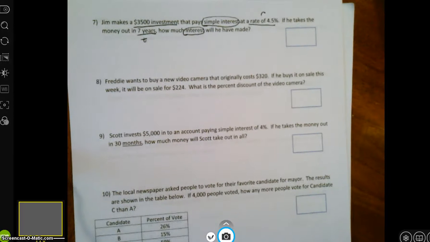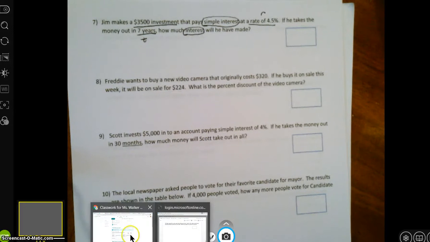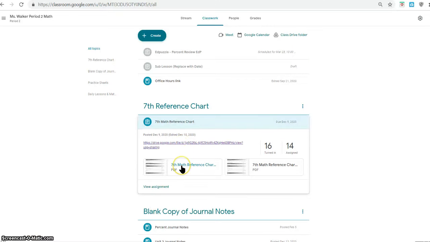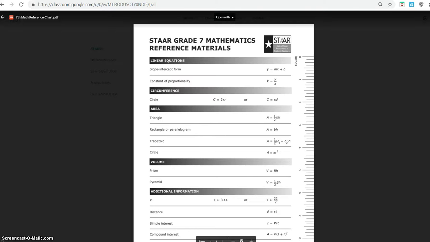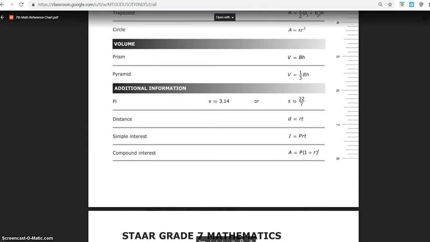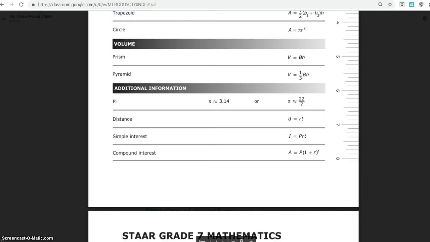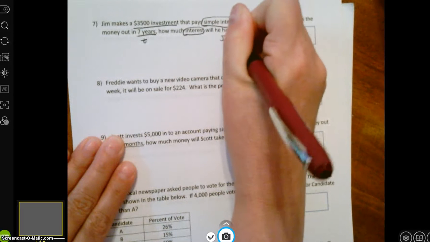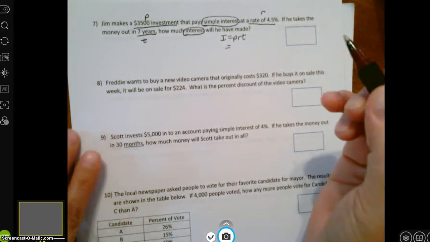So remember, when we're doing simple interest, if you know the formula by heart, that's great. If not, we can use our formula chart. And simple interest is right here. I equals PRT. Remember, I party. So, I equals PRT. And principal is that investment. Principal, rate, and time. So remember, a lot of times we generally write these out.